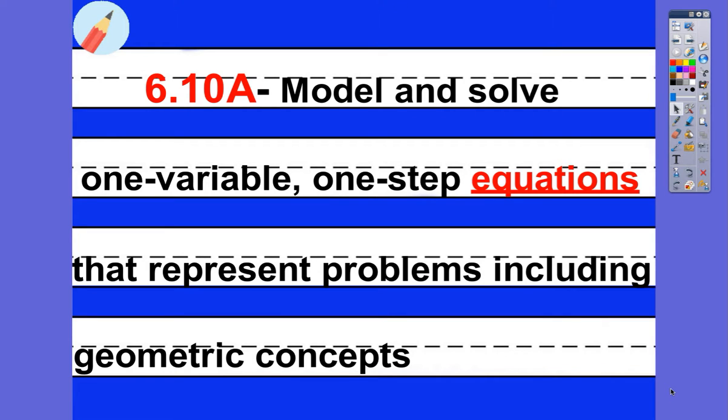All right, this is 610A, model and solve one variable, one-step equations that represent problems including geometric concepts. This one's pretty straightforward. They have to be able to match a model to an equation, and they have to be able to solve a one-step equation. And the geometric concepts comes in with perimeter, area, and volume.